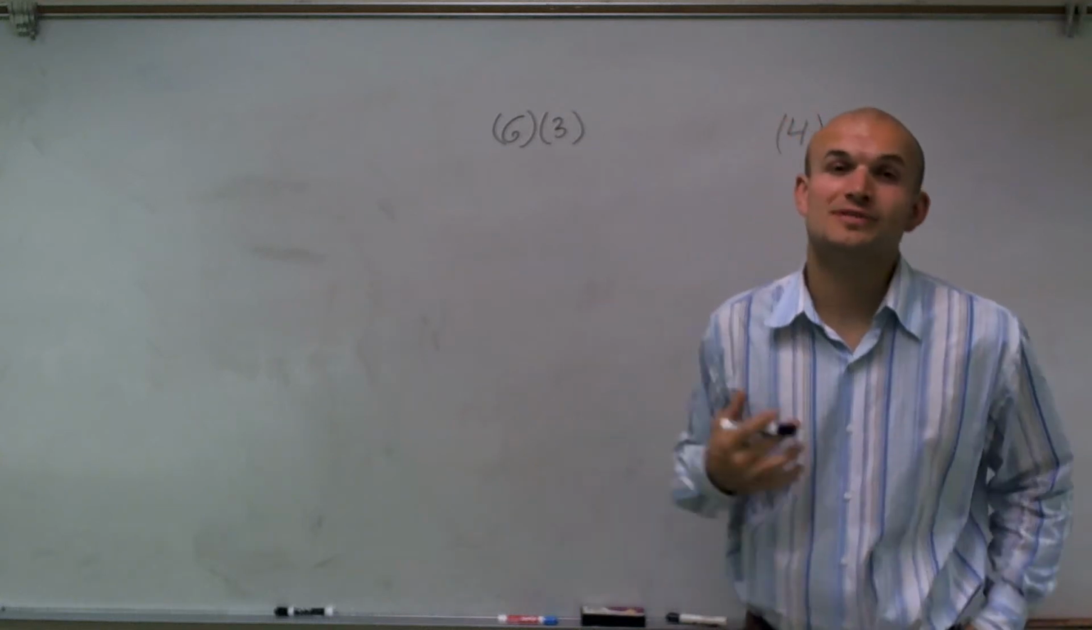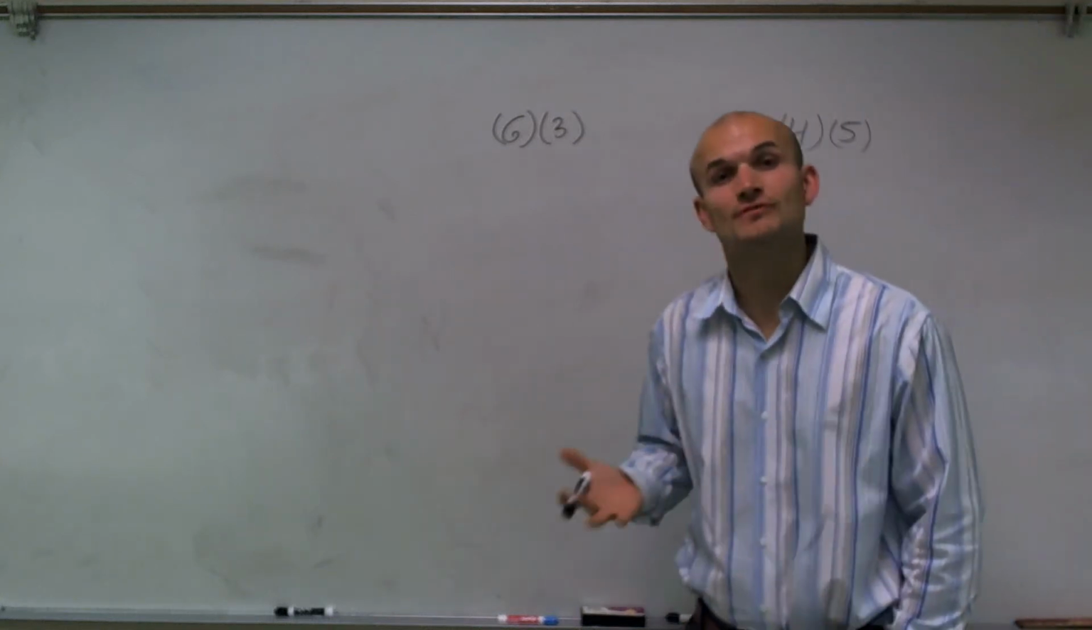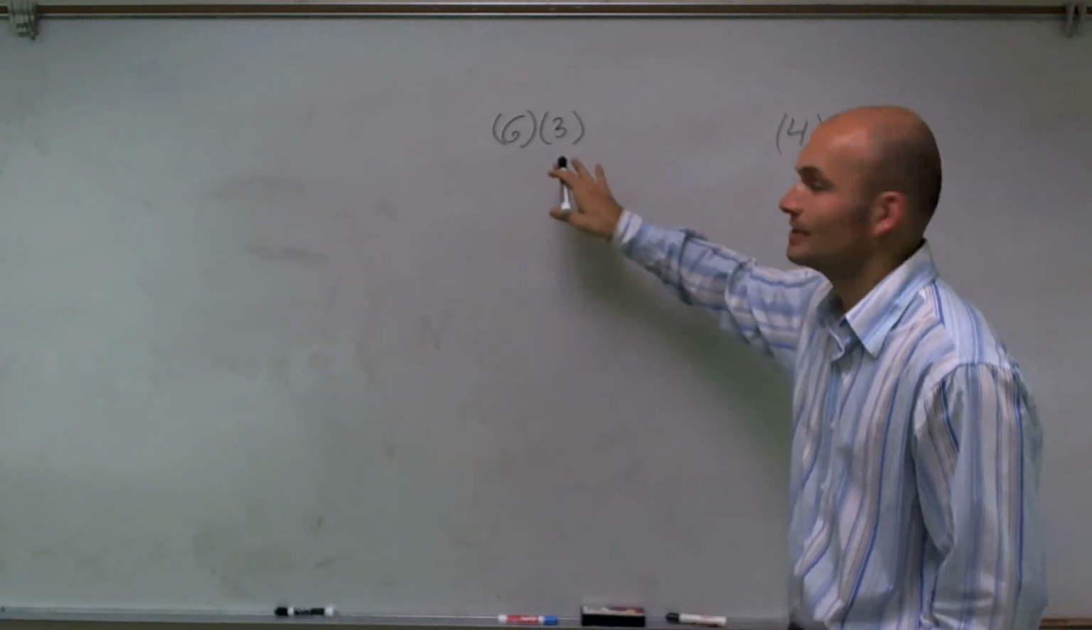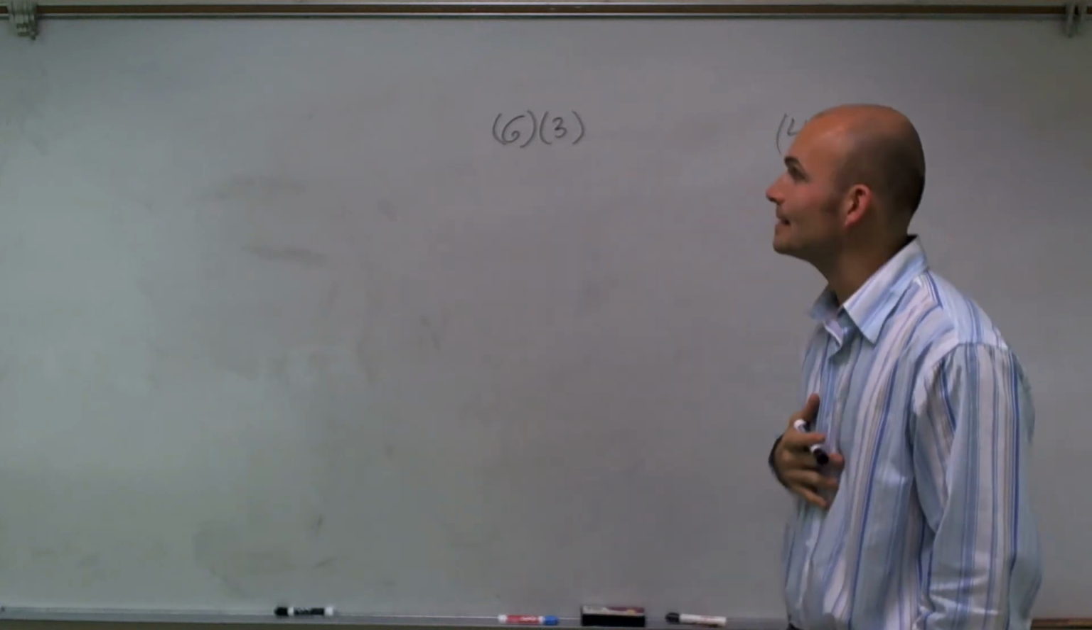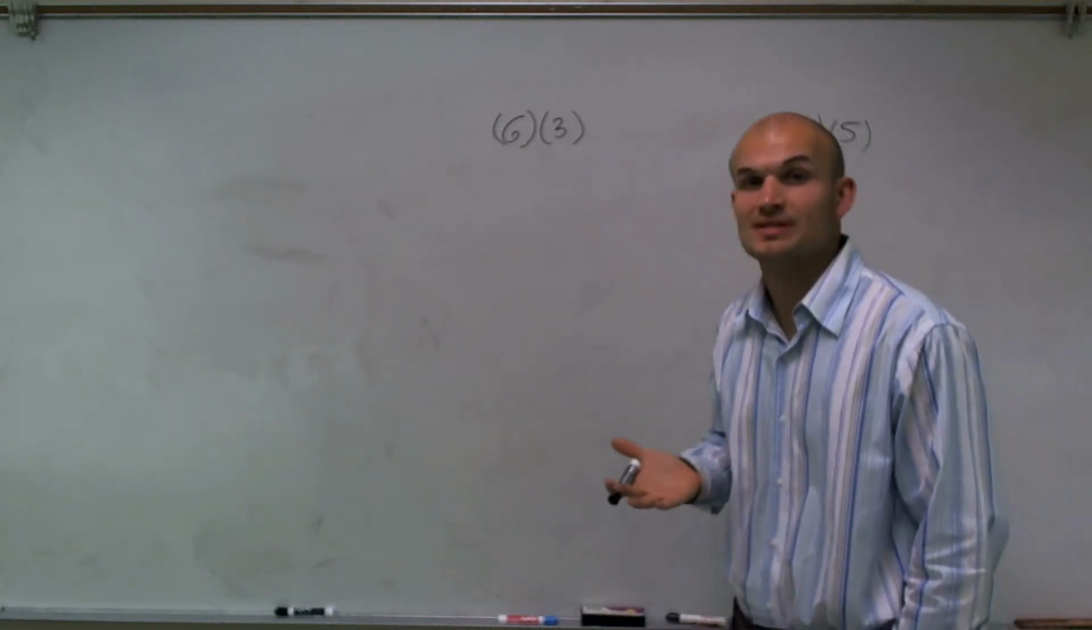Welcome. What I want to do today is show you how to do multiplication of two integers. So what I have here, my first example is 6 times 3. Now there's a couple ways we can represent 6 times 3.